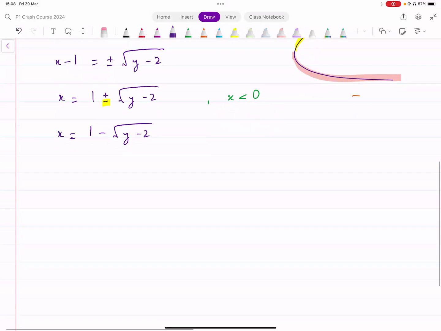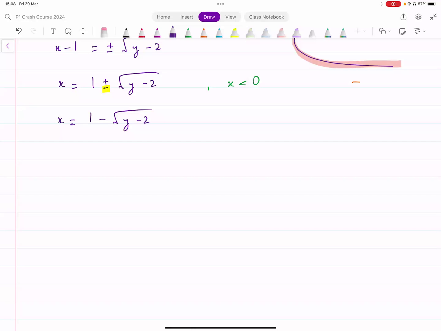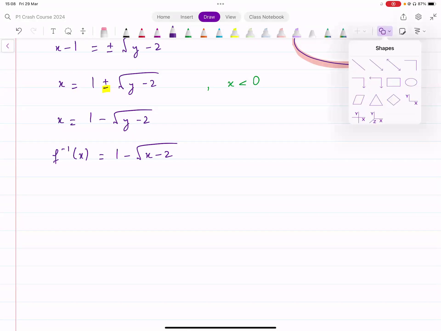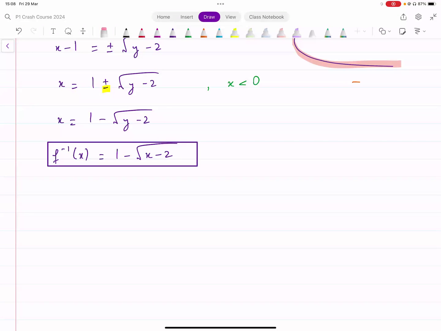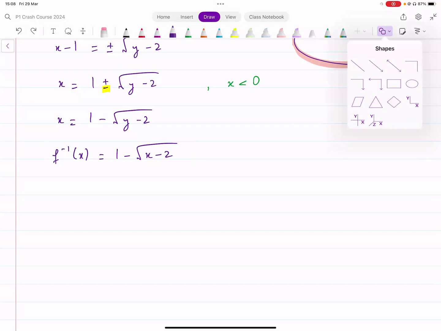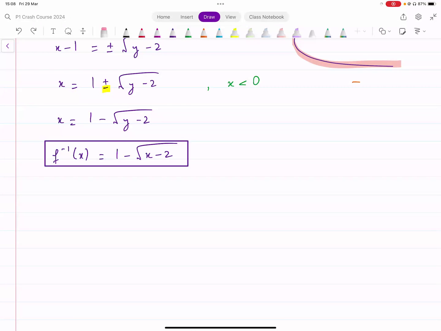And then you do that last thing that you used to do, replace x with f inverse of x. And on the right side, in place of y, you have x. This is what the inverse function turns out to be. F inverse of x is equal to 1 minus square root of x minus 2. This is the process for finding inverse of quadratic functions.